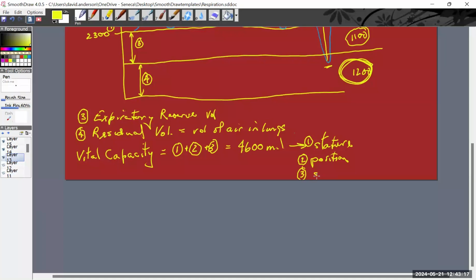The strength of your respiratory muscles and their ability to recoil. In other words, the elasticity of the tissues in combination with that surfactant that we talked about earlier. So these are all factors that would play a role in how well you can breathe in and breathe out. And as a result, you create what's called vital capacity.